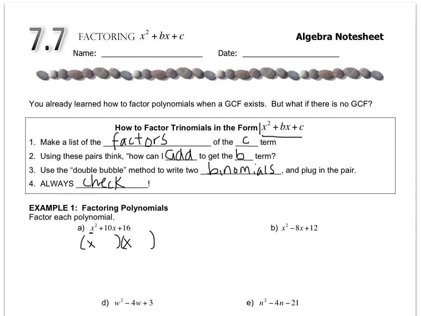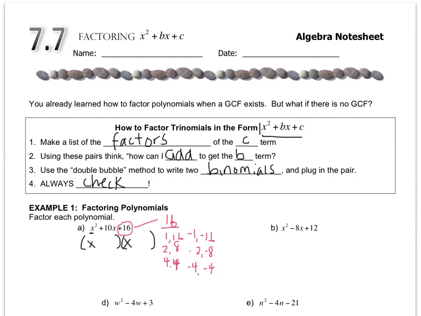Now I want to pull my c term to the side, which in this case is positive 16. And I want to make a list of numbers that can multiply to positive 16. So I've got 1 and 16, 2 and 8, and 4 and 4. You also want to keep in mind that they could be negative. So I could technically also have negative 1 and negative 16, negative 2 and negative 8, or negative 4 and negative 4, because remember, those would also multiply to positive 16.